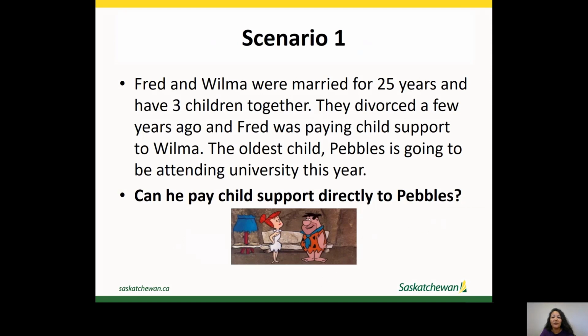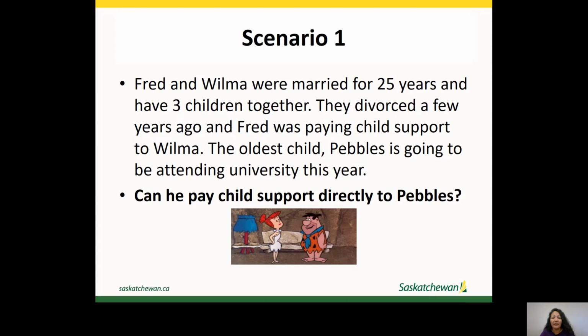Now let's go ahead and try to apply some of the information we learned today regarding child support. In scenario 1, Fred and Wilma were married for 25 years and have 3 children together. They divorced a few years ago and Fred was paying child support to Wilma. The oldest child, Pebbles, is going to be attending university this year. Can he pay child support directly to Pebbles?